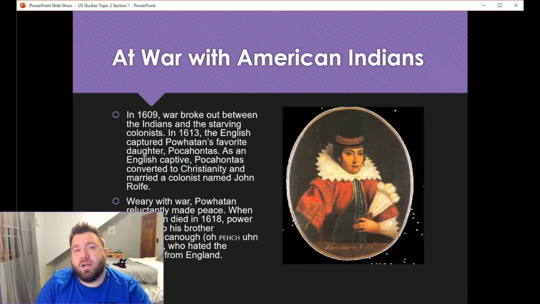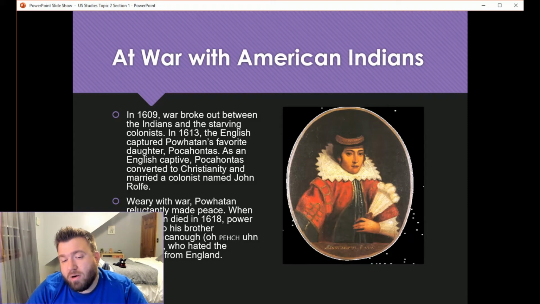At war with American Indians. In 1609, war broke out between the Indians and the starving colonists. In 1613, the English captured Powhatan's favorite daughter, Pocahontas. As an English captive, Pocahontas converted to Christianity and married a colonist named John Rolfe. Weary with war, Powhatan reluctantly made peace. When Powhatan died in 1618, power passed to his brother, Opecuncono.